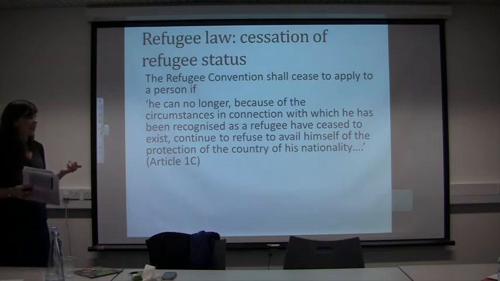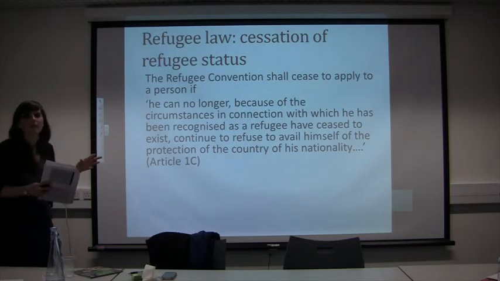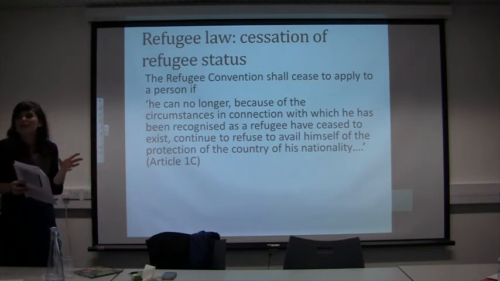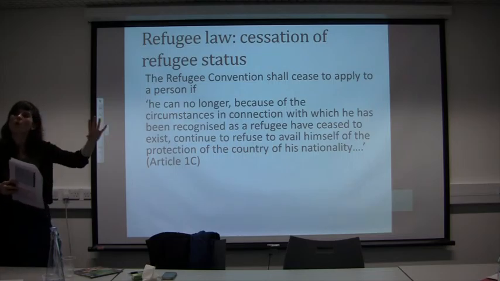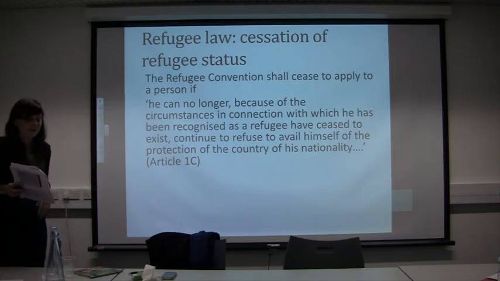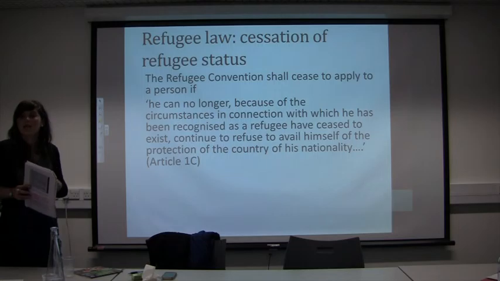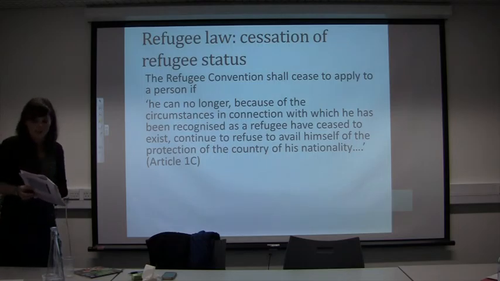The UNHCR also says that even if there's a change in part of the country, so let's say a safe area, that's not sufficient. This country as a whole needs to be safe before someone goes back. However, the ECJ and the Abdullah case have implied that this is not necessarily the case, that if there's a part of the country that's safe, then they can go back.